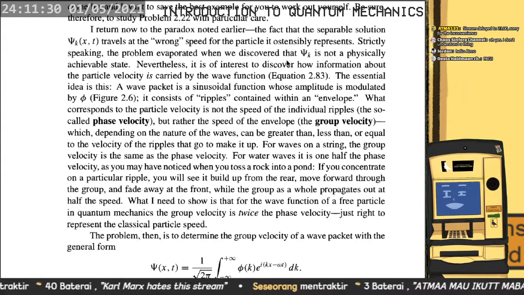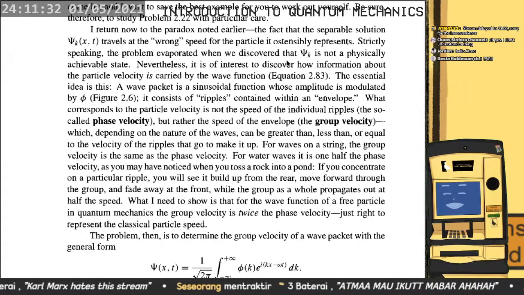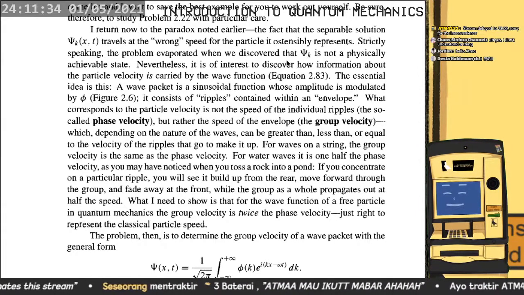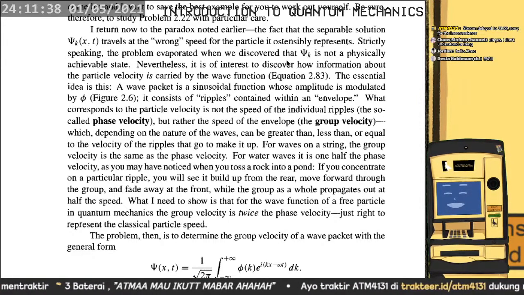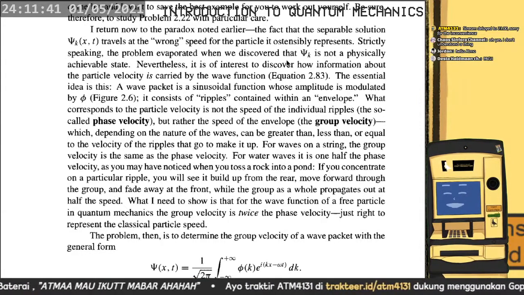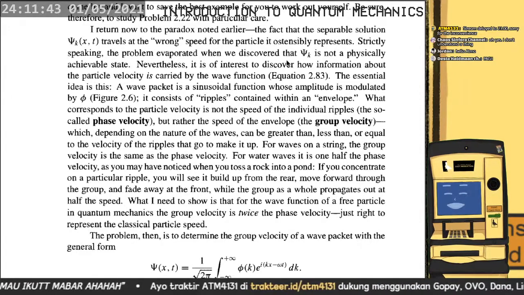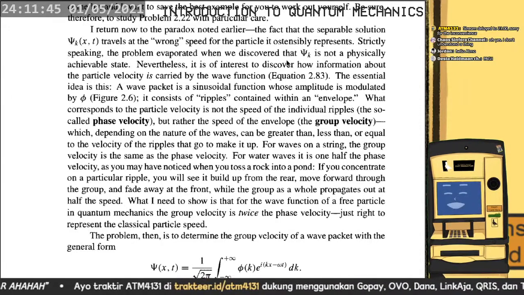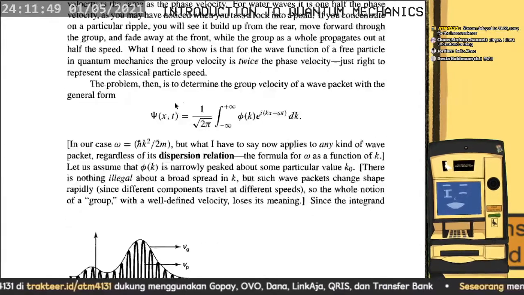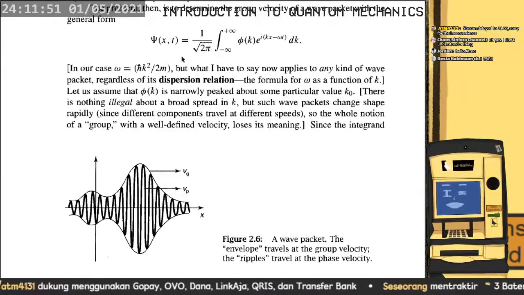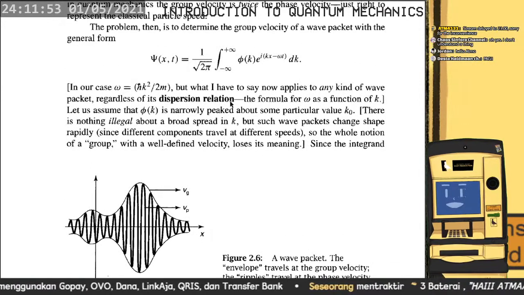What I need to show is that for the wave function of a free particle in quantum mechanics, the group velocity is twice the phase velocity, just right to represent the classical particle speed. The problem then is to determine the group velocity of a wave packet with the general form. Another equation, in our case, blah blah blah.